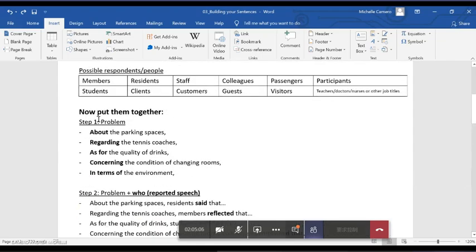So remember, you first want to start your paragraph talking about the problem. Problem is the first thing you're going to talk about. So this is one way you can start your sentence in your paragraph. You're going to use the word about, regarding, as for, concerning, or in terms of. After these words, then you're going to actually say the problem in a noun phrase. So the parking spaces, the tennis coaches, the quality of drinks, the condition of changing rooms, or the environment. After you say the problem, then you're going to need a comma, okay? Because in this group of words, there's no subject or verb, so you can't put a full stop. It's not a complete thought in English, so you're going to need the comma here. Okay, so that's step 1, the problem.